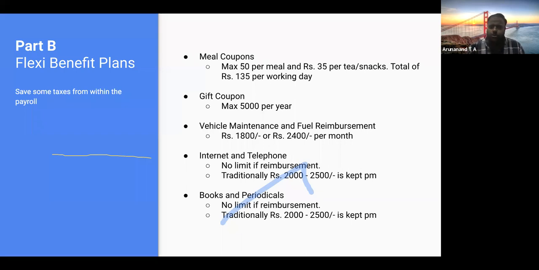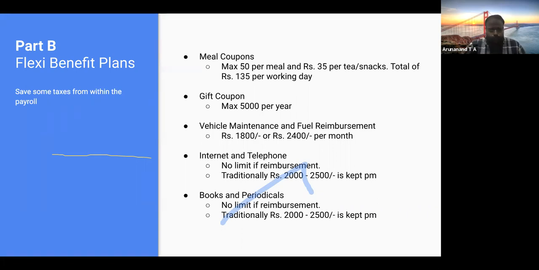There are some rules, like in a day it can be up to 135 rupees, and if you have 25 working days, the maximum allowable amount on this card is 135 into 25. So companies recharge it at the start of every month, together, 2,500 rupees. Okay. The second one is a gift coupon.